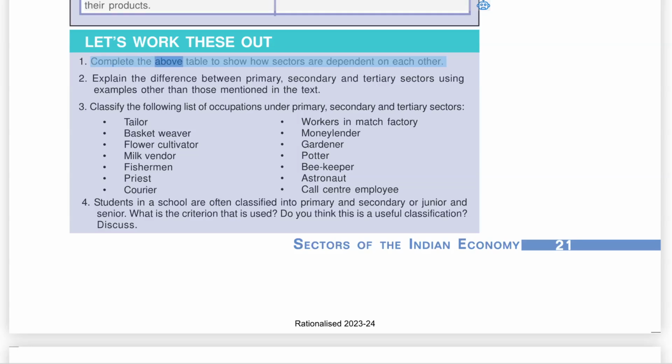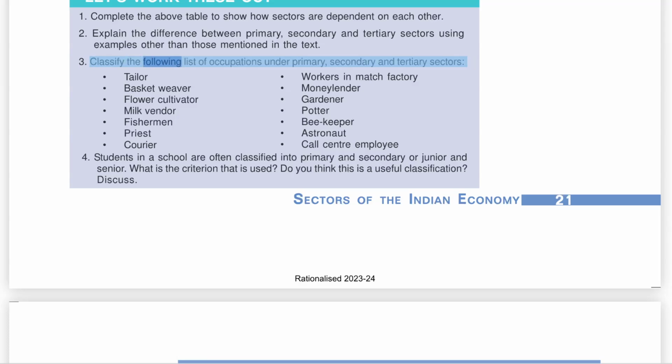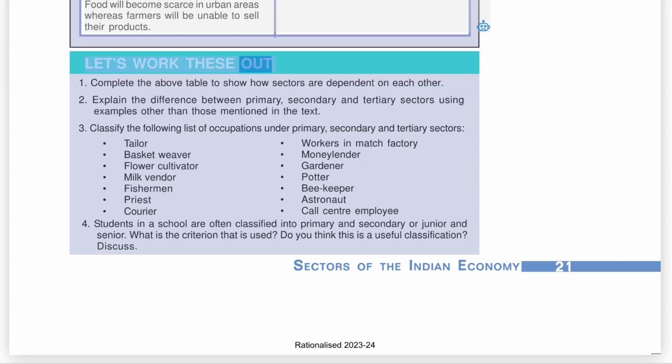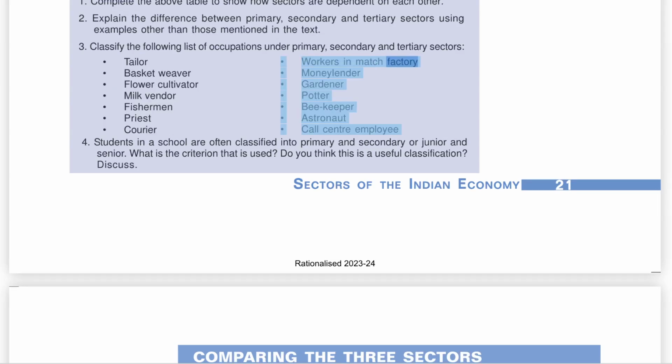1. Complete the above table to show how sectors are dependent on each other. 2. Explain the difference between primary, secondary, and tertiary sectors using examples other than those mentioned in the text. 3. Classify the following list of occupations under primary, secondary, and tertiary sectors. Let's work these out. Tailor, basket weaver, flower cultivator, milk vendor, fisherman, priest, courier. Workers in match factory, a moneylender, gardener, potter, beekeeper, astronaut, call center employee.